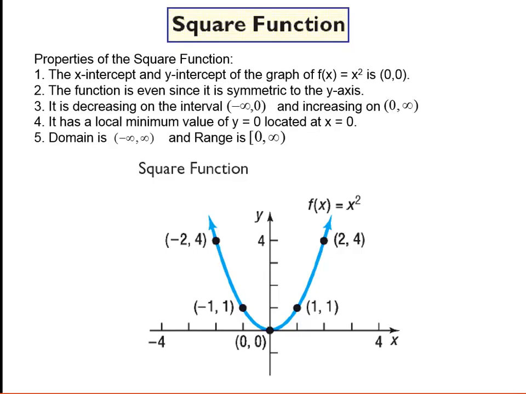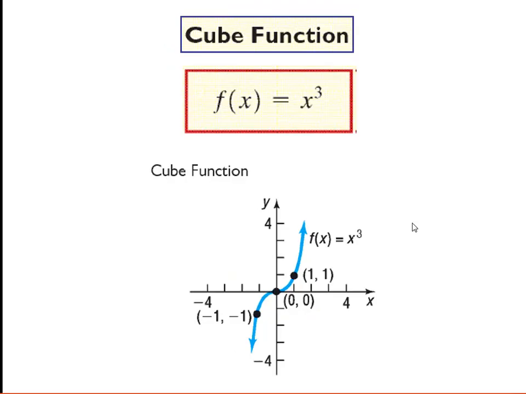Okay? And then there's the information of the square function, right, we were kind of talking about. So the function is even, since it has symmetry to the y-axis, and it's decreasing on the interval -infinity to 0. So again, from -infinity to 0, the graph decreases, and then from 0 to infinity, the graph increases, right? And then here's that local min value. Right, and the next one is the cube function.